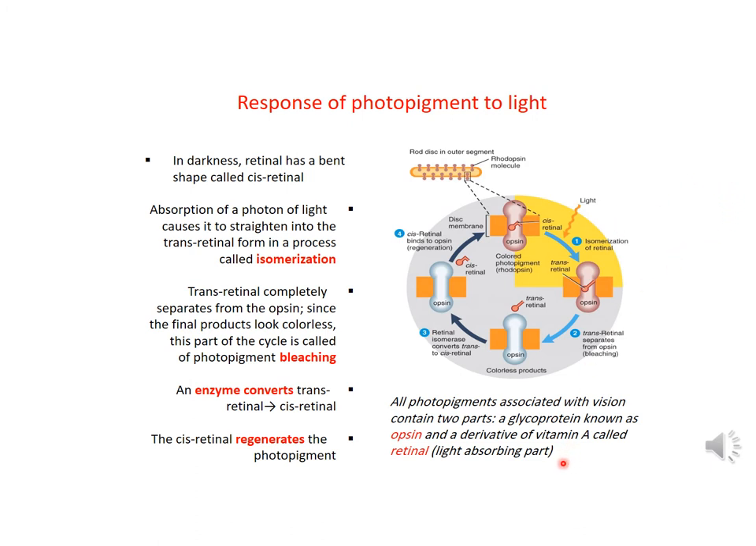All photopigments associated with vision contain two parts: a glycoprotein, which is the opsin molecule, and a derivative of vitamin A, which is retinal. So again, what is the response of the photosensitive pigment to light? It is the change from the cisretinal configuration into the transretinal configuration, and this is associated with bleaching of the pigment, or separation of the transretinal from the opsin molecule. And in the presence of dark, transretinal is transformed by the isomerase enzyme back into cisretinal. This is known as degeneration of the pigment. This is known as regeneration of the pigment.